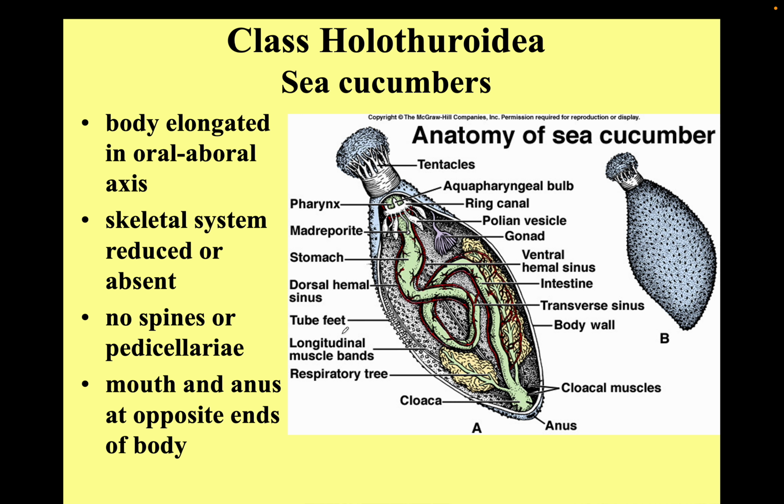The mouth and anus are at the opposite ends of the animal's body. So there is a mouth, you can see here, with the associated tentacles, and the anus on the other end. The gut is just a simple tube.